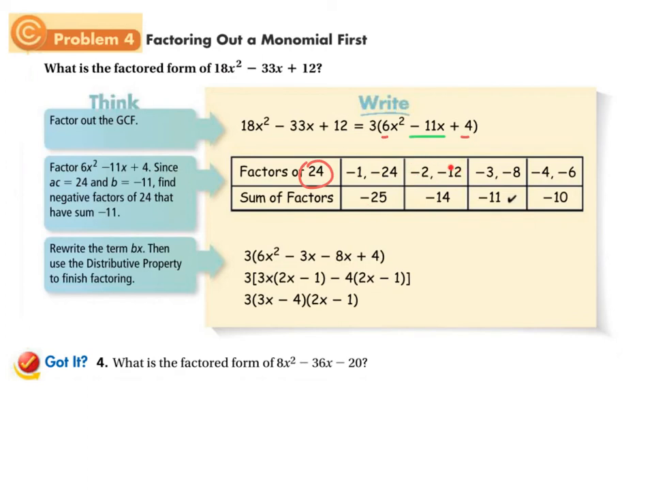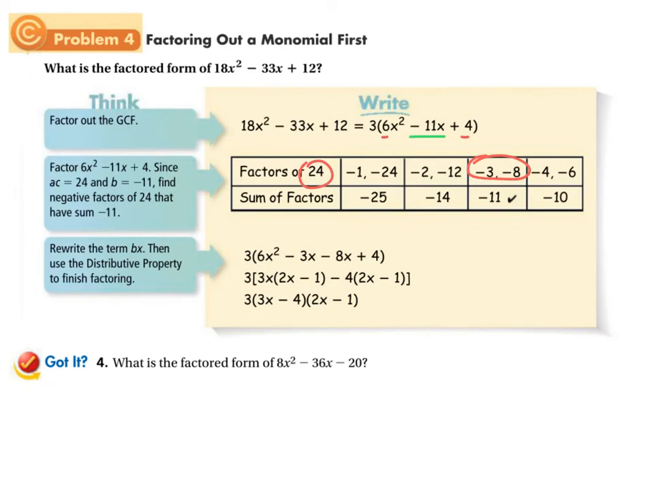Or it could have been negative 2 times negative 12. They add to negative 14. Or it could have been negative 3 times negative 8. They add to negative 11. That's what it is. Or finally listing the rest of them out, negative 4 times negative 6 also gives you 24, but they only sum to negative 10. And we needed negative 11, so what we needed were these two.